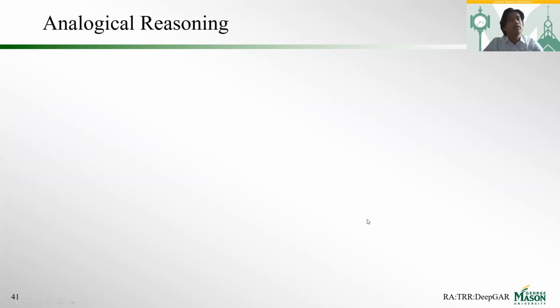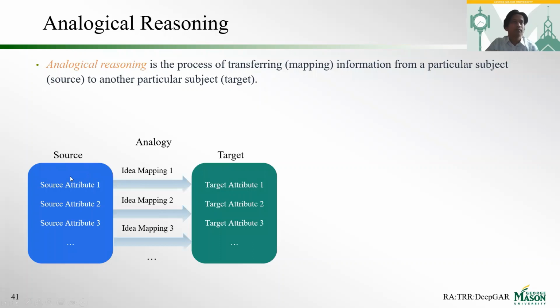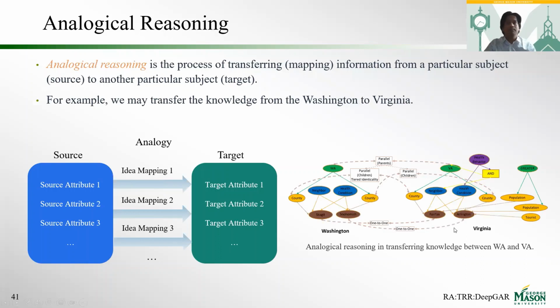Okay. So analogical reasoning, then the question comes, what is analogical reasoning? Analogical reasoning is the process of transferring or mapping information from a particular subject, you can take it as a source, to another particular subject, the target. So take this one as a source, maybe this one is Washington State, this one is Virginia. You take the concept from Washington State and implement it in Virginia. Okay, this is the analogy. And for example, we may transfer the knowledge from Washington to Virginia, as I said.